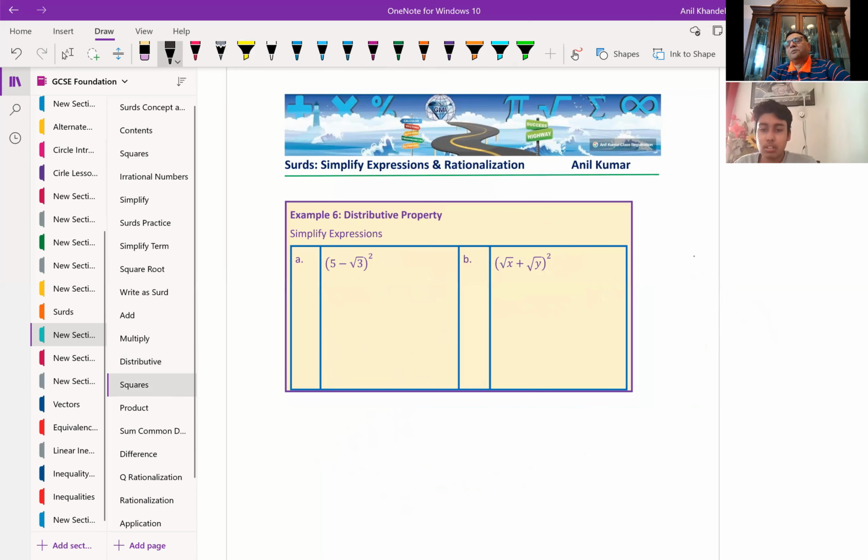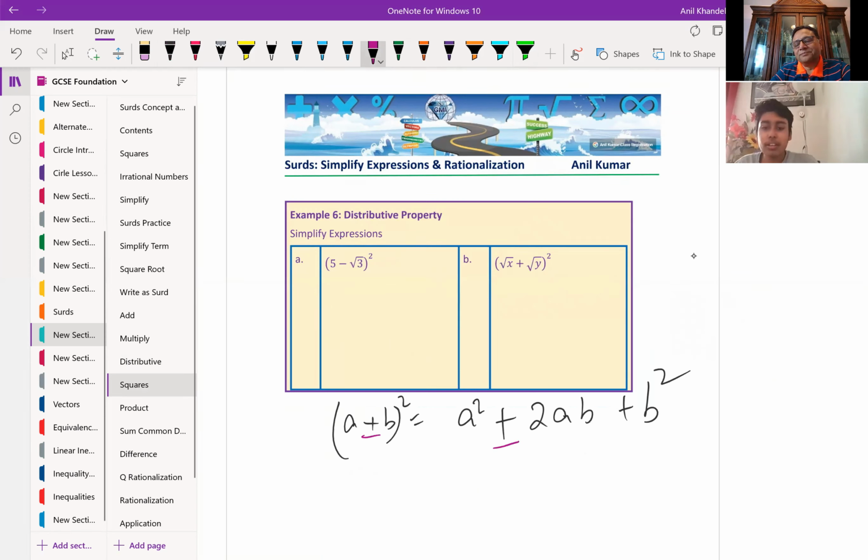Now, you remember the formula for perfect squares? What is (a plus b) square equals to? (a plus b) square would be a square plus 2ab plus b square. And if this is minus, in that case, this is minus, right? Yeah. So let's do this. What is (5 minus square root 3) whole square equals to? It would be 5 square, so 25 minus square root 3.